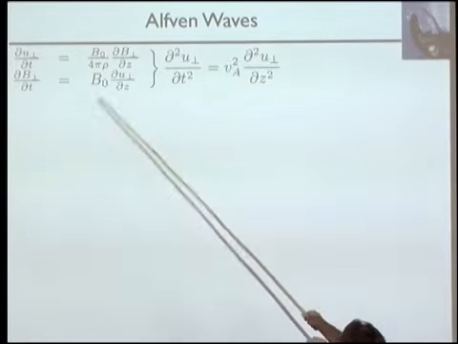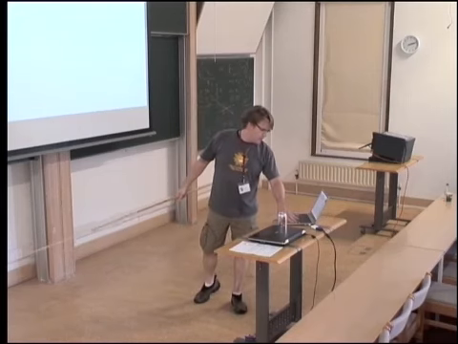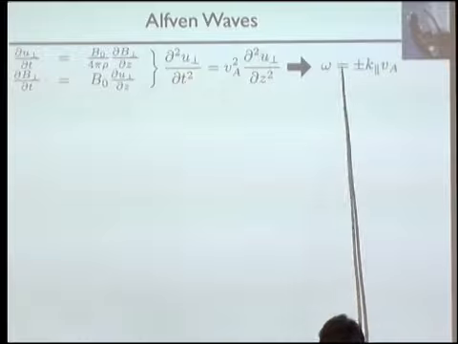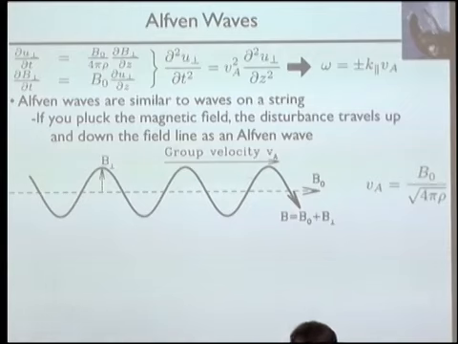And so the first thing is that we get the familiar Alfvén wave. And the dispersion relation then is that omega goes like k parallel v Alfvén. So Alfvén waves are like the waves on a string.